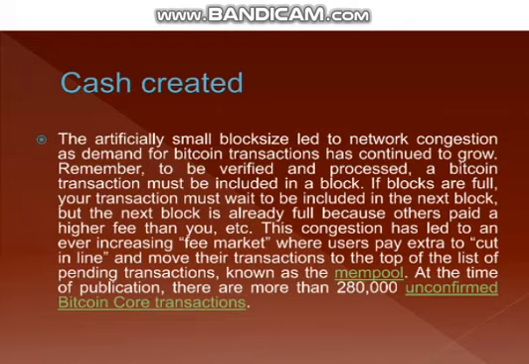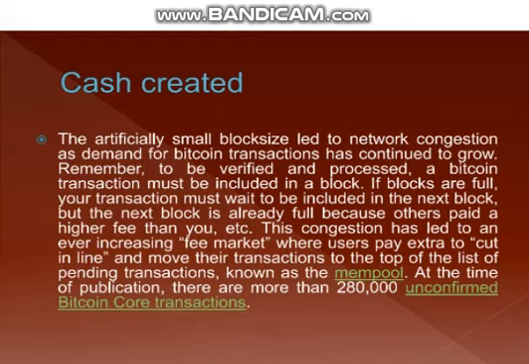The artificially small block size led to network congestion as demand for Bitcoin transactions has continued to grow. Remember, to be verified and processed, a Bitcoin transaction must be included in a block. If blocks are full, your transaction must wait to be included in the next block, but the next block is already full because others paid a higher fee than you, and so on.